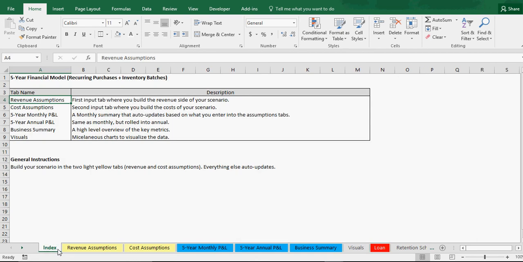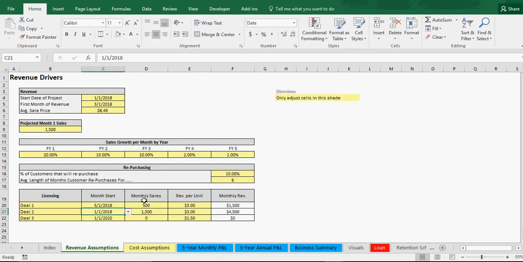Alright. And that's everything. I think I've clearly explained what this model can do. I think it's got a lot of use cases for lots of types of businesses, and it's very flexible.